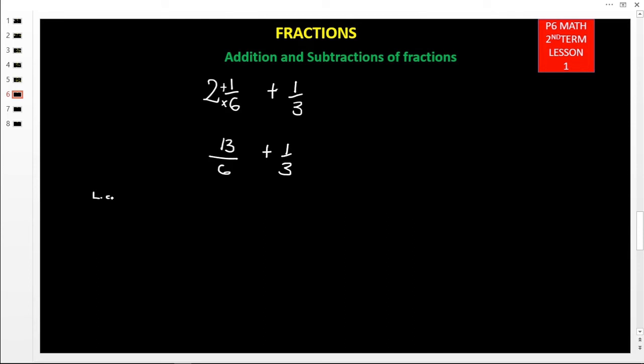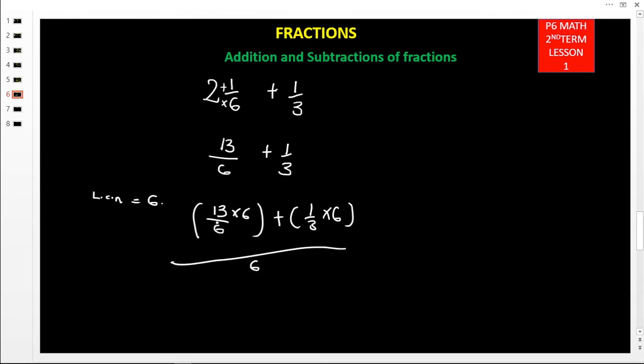Then what is our LCM? LCM is 6, so it is 13 out of 6 times our LCM, then plus a third times our LCM, all over the LCM. So how many 6's are in 6 here? 1. So 1 times 13 we get 13, then plus a third: 3 into 6 is 2, 2 times 1, it is 2 out of 6. So this is giving us 15 out of 6.